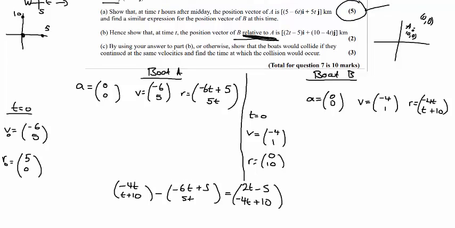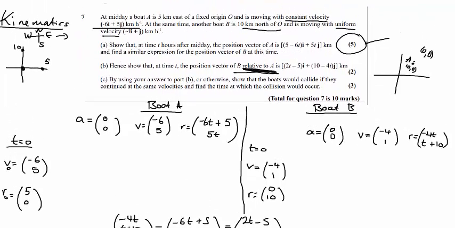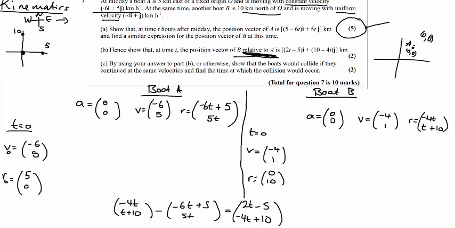Okay, using your answer B or otherwise, show that the boats would collide if they continued at the same velocities, and find the time at which the collision would occur. So we've got two ways of doing this.